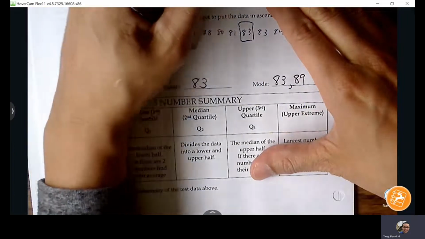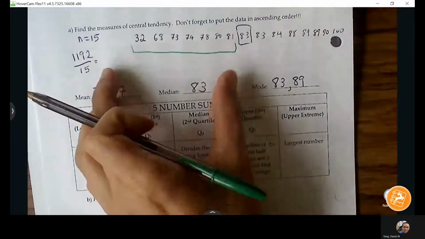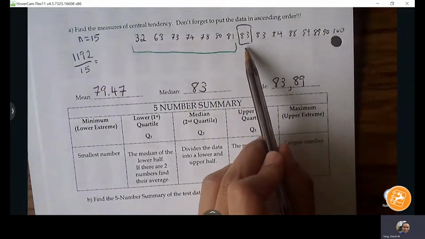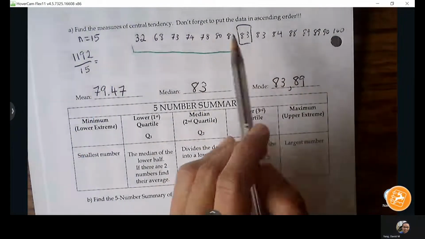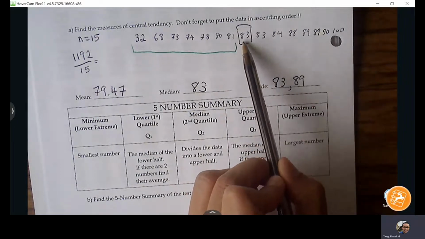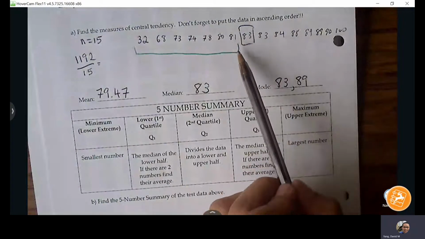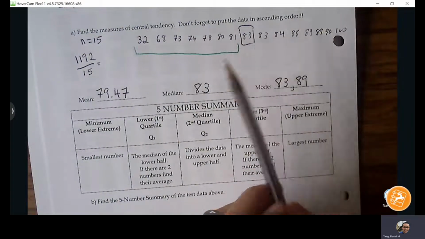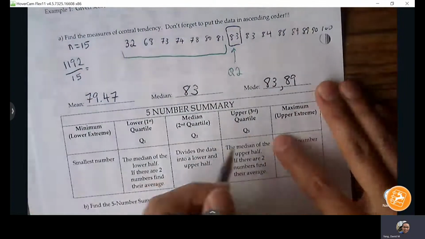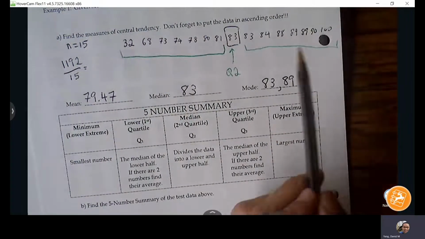And so the Q1 is going to come from the bottom lower set of numbers. We're not going to include the median, unless the median is not in the list, where we have to find the average. If the median is not in the list, then we'll include that number. But here, Q2 is going to be the median. And Q3 is going to come from the upper set of numbers. And then the maximum is going to be the largest number.